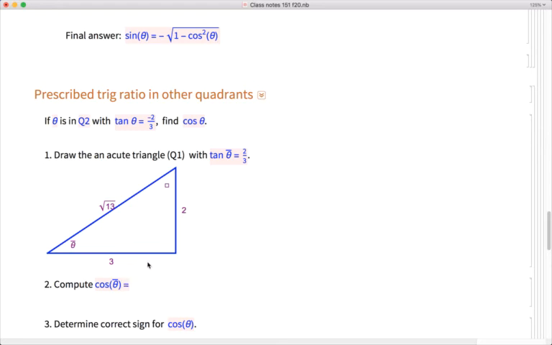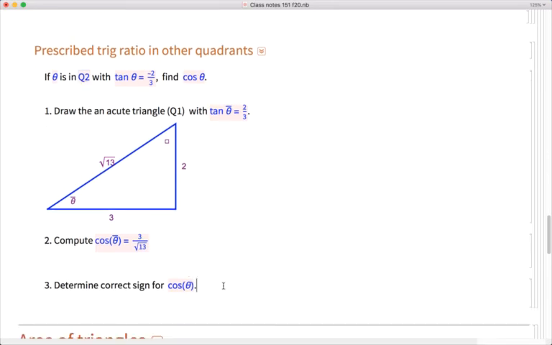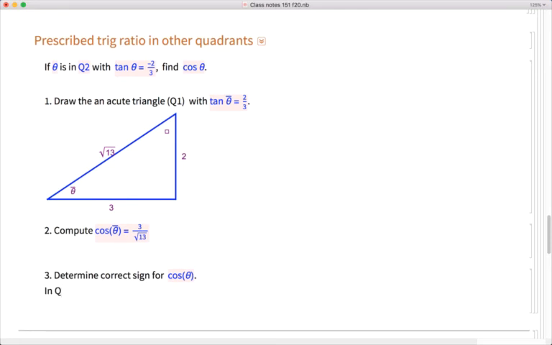And then the second step is to compute the cosine of this reference angle. So we're back to a right triangle, so we can just use adjacent over hypotenuse. So this would be 3 over square root 13. Okay, so why did we compute cosine? It's because we've been asked to find cosine. But we want the cosine of the angle theta that's in quadrant 2. We've got the cosine of the reference angle, but we want the cosine of the angle itself. And to do that, we might have to adjust the sign, that is the plus minus.